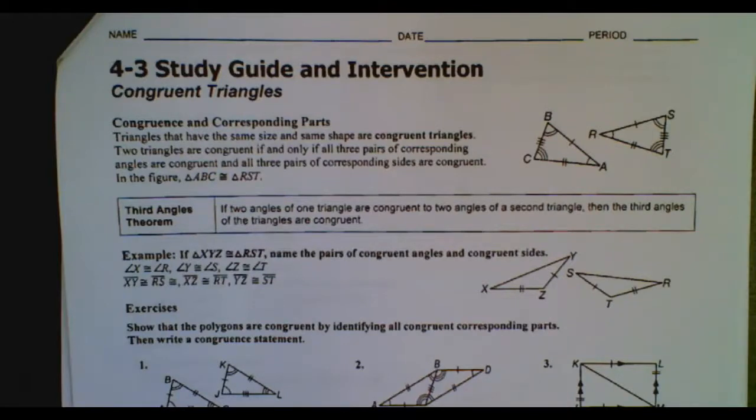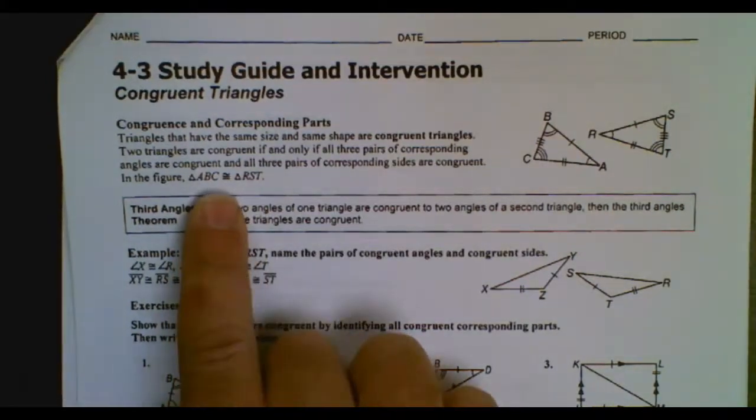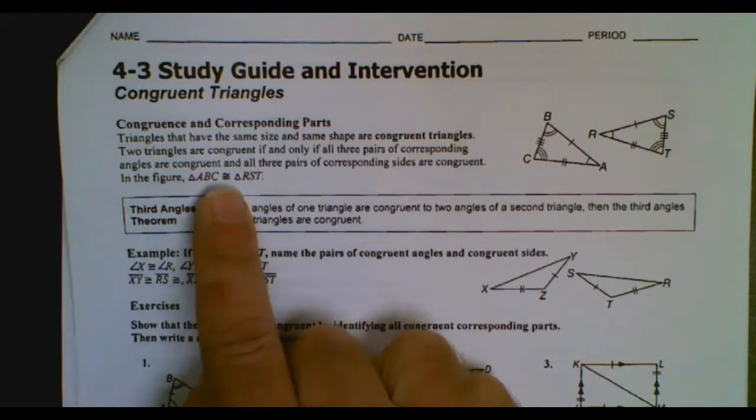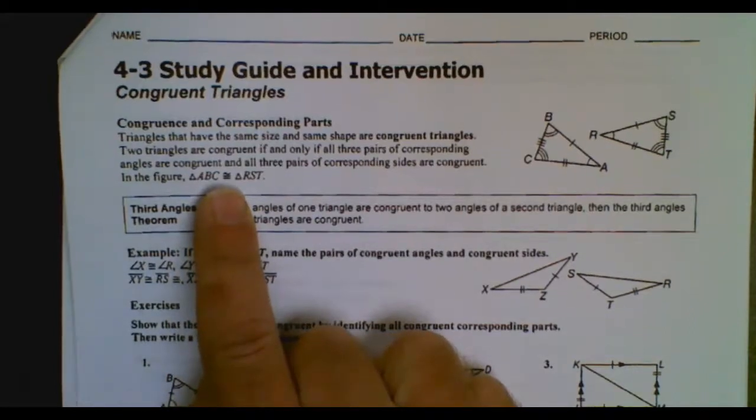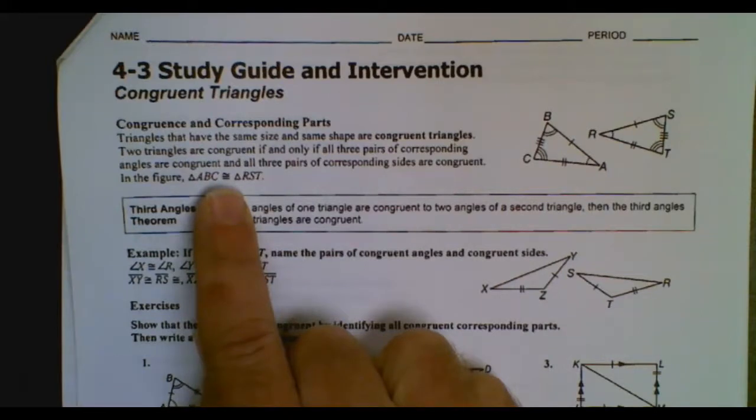This is something I kept mentioning in our chapter 9 videos: in order for two triangles to be congruent, all 6 of their corresponding parts must be congruent. Right? So that's the key. As I look at this right here, this is a super important piece of information. This is called a congruence statement.